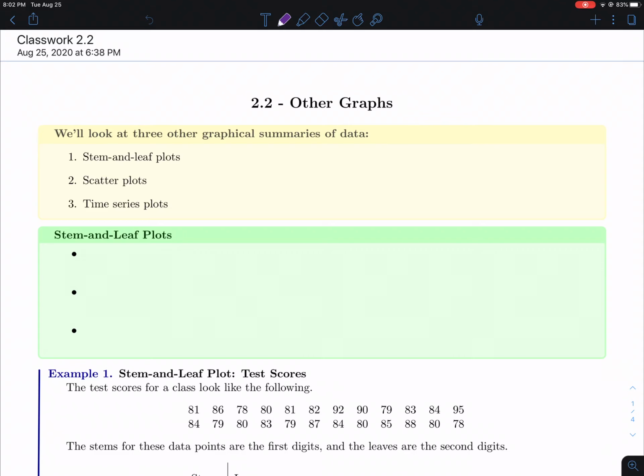Well, I hope everybody did a good job drawing the different histograms and noticing the difference between bar graphs and histograms and things like that. So this is another way to actually visualize the data. And so the three other things that we want to talk about in this section are stem and leaf plots, scatter plots, and time series plots.